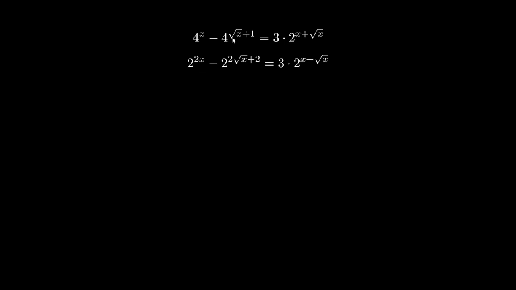Same thing as 4 to the square root of x plus 1. That's going to be 2 squared raised to the square root of x plus 1, which we can distribute the 2 and get 2 to the 2 square root of x plus 2. Okay. Now we'll break this up. We have 2 to the 2 square root of x plus 2. That's the same thing as 2 squared times 2 to the 2 square root of x, which 2 squared is 4. And then same thing with this, we can break it up. That's just 2 to the x times 2 to the square root of x.